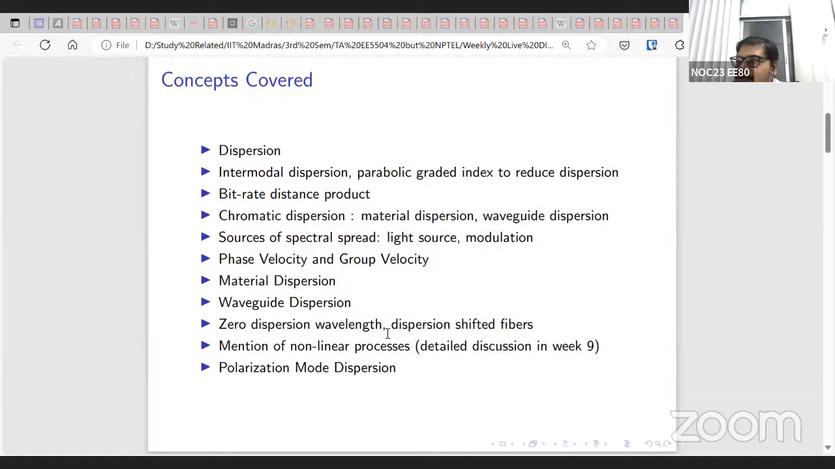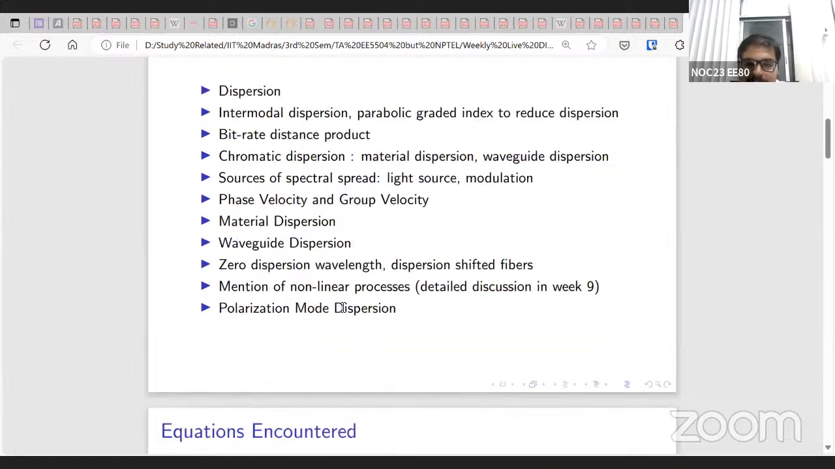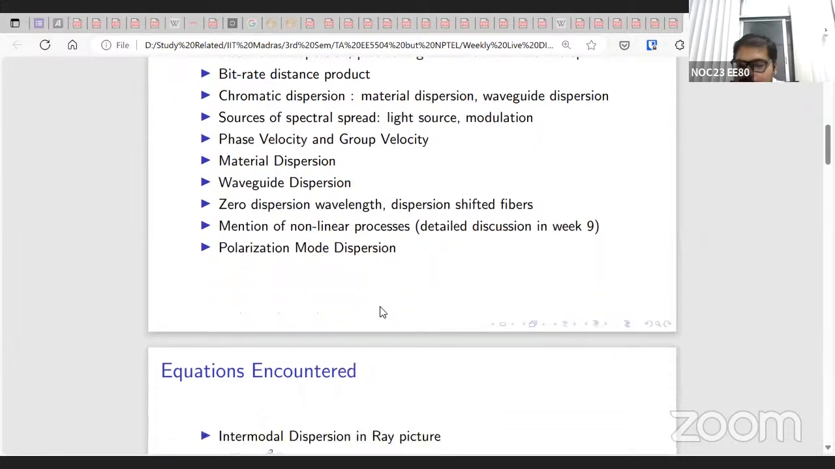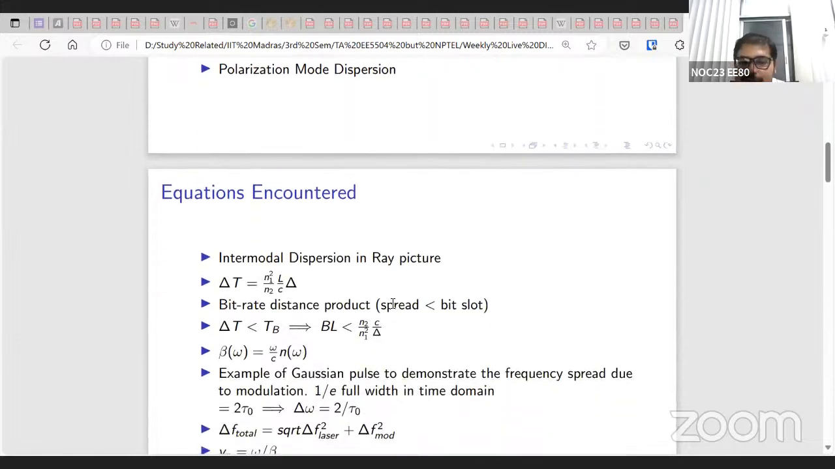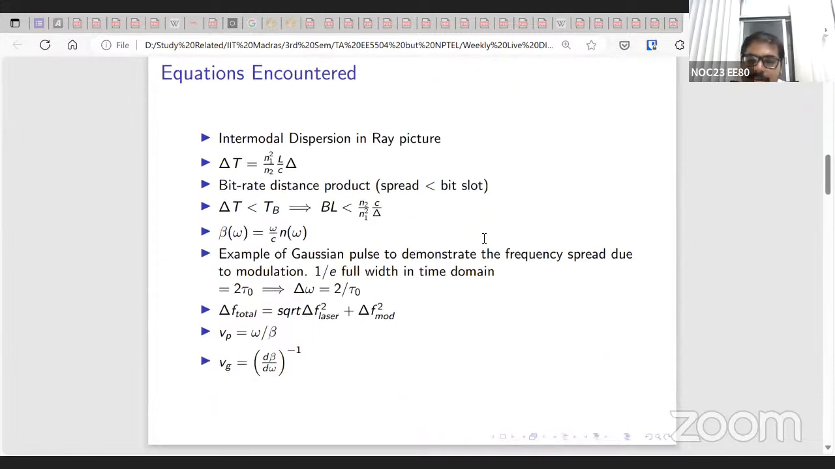We can show it later during some MATLAB session, like this dispersion material and waveguide dispersion, we compensate using static filters, and polarization mode dispersion, we have to use adaptive filters. You don't need to know too much, but we can show it. So these are the equations of the week.